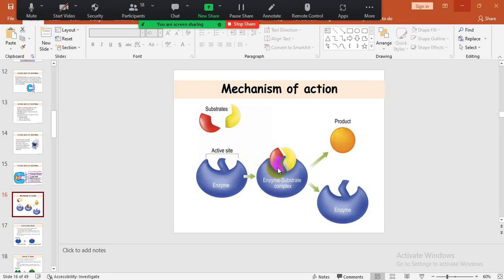Then this substrate, red and yellow, will react with the active site, because this whole thing, the hole over here and the hole over here, that's the active site of the enzyme. So there will be a reaction. The enzyme's amino acid side chains will be reacting with the substrate to form this product.